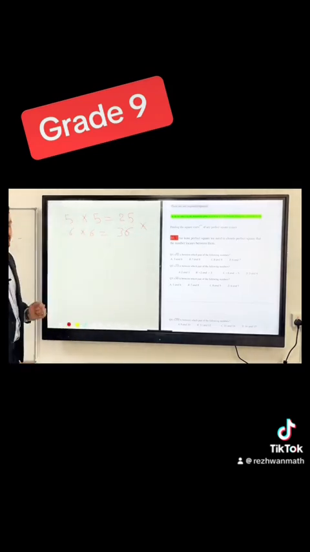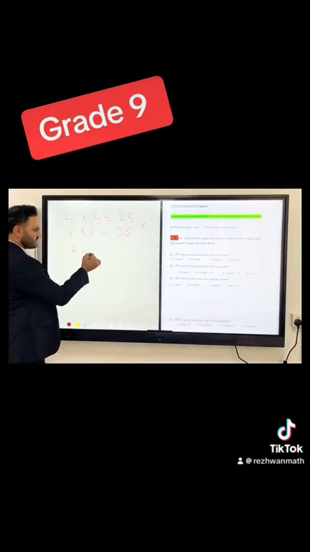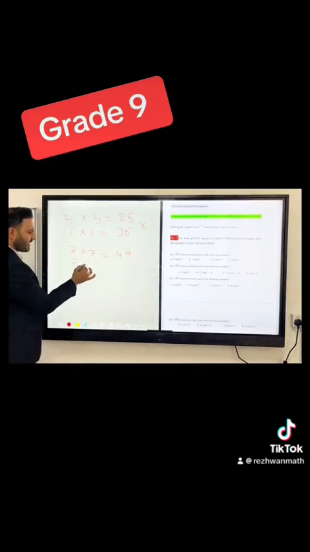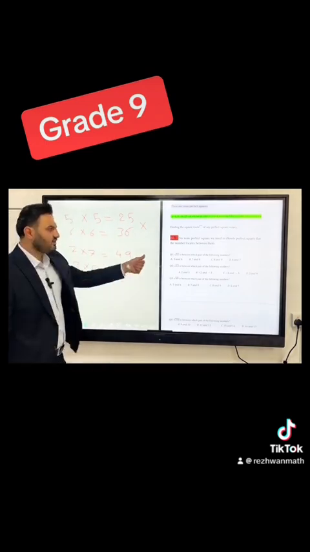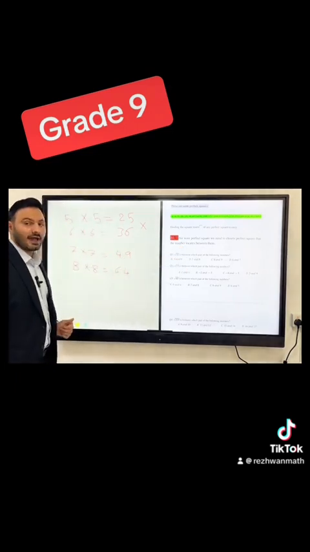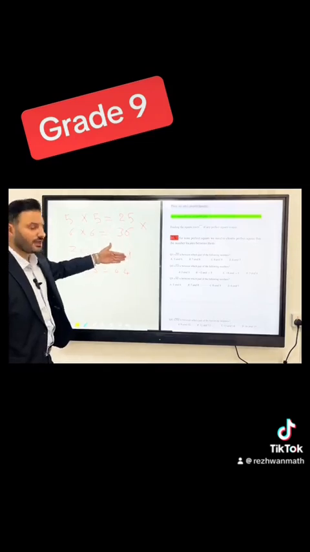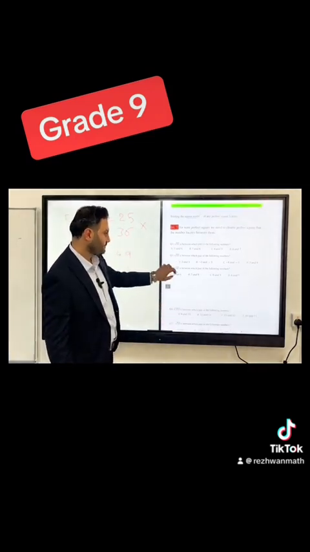B. 7 and 8. It means we have 7 times 7, we get 49. And 8 times 8 we get 64. Now, 55 is between 49 and 64. Yes, because 55 is greater than 49 and less than 64. So the right answer is B.